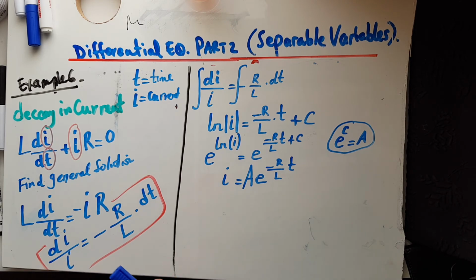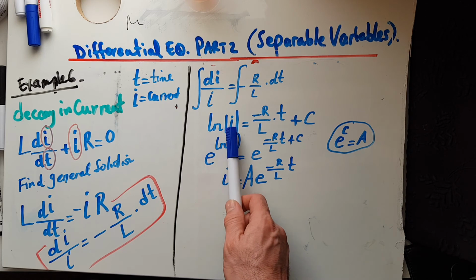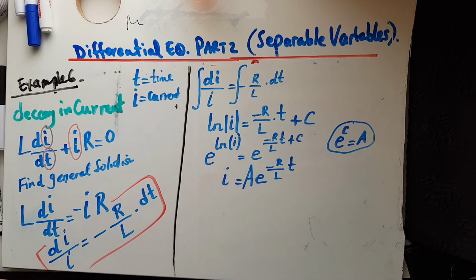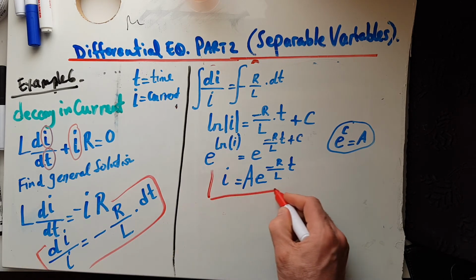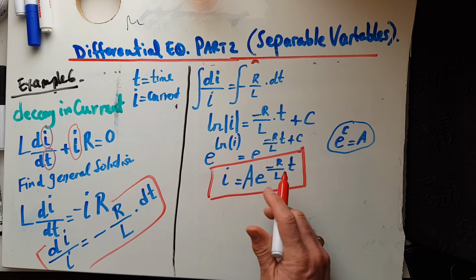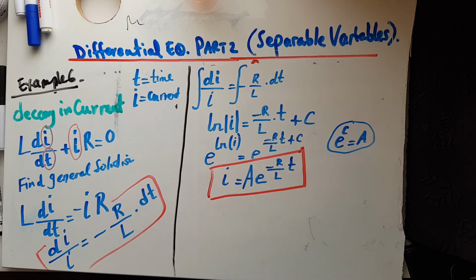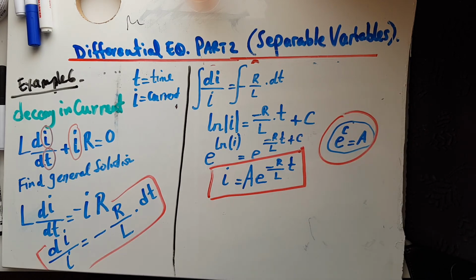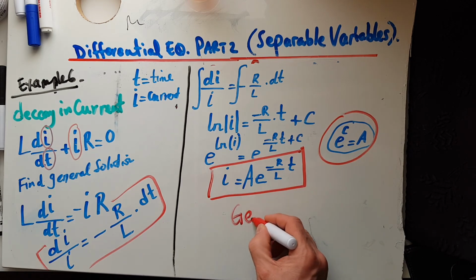So we've got dI over I equal to this constant multiplied by dt. If we integrate both sides, we get log of I equal to this. We get this relationship, and eventually we finish up with I equal to a times e to the power of a constant times t. This a we manipulated using algebra and logarithmic rules. So we have I equal to a e to the power R over L t, and this is the general solution.